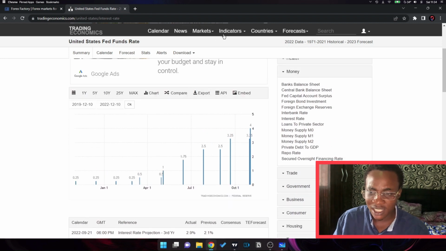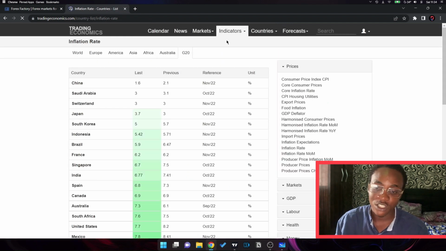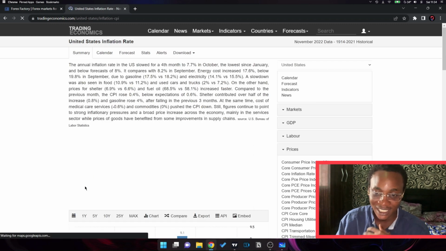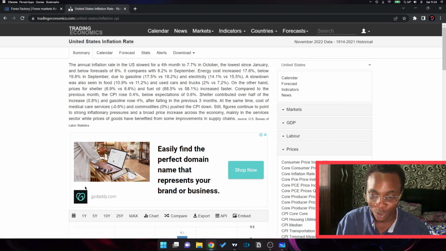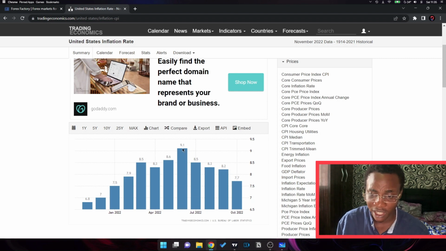Why? If you come back to their inflation rates, you find out they're hiking this interest rate because of what? An increase in inflation. Inflation rate has been drastically increasing, soaring high. I think they hit their all-time high around what month was this? I think this was June, yeah, that it hit 9.1 high.